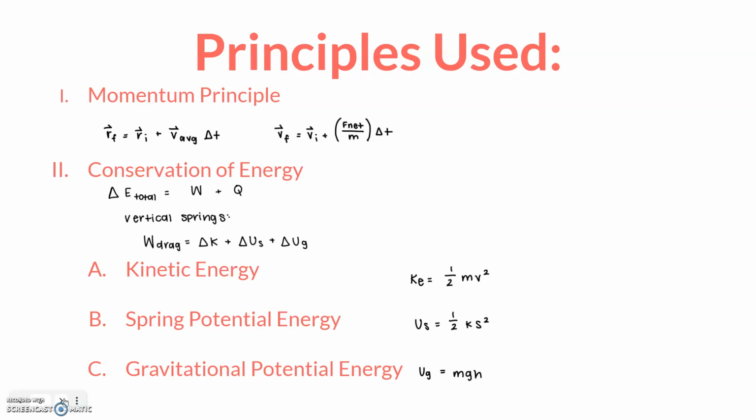And we also were working with a vertical spring, so the work done on the system, which is equal to the total change in energy, is equal to the change in kinetic energy, the change in spring potential energy, and the change in gravitational potential energy. And you can see how these were calculated below, and this is the equation for each of these. However, you will see that they are written slightly different later on in the GlowScript code.